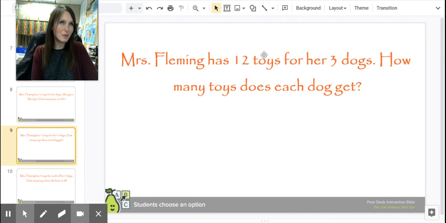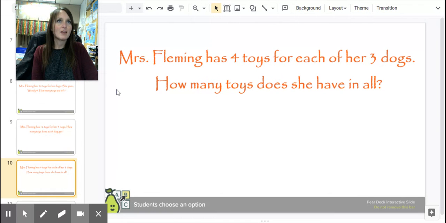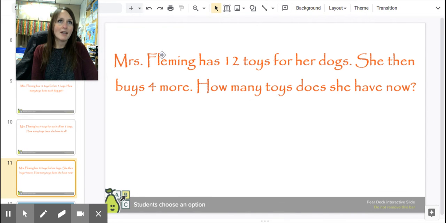What about this one? Mrs. Fleming has 12 toys for her 3 dogs. How many toys does each dog get? What does that mean? What are the clue words here? Mrs. Fleming has 4 toys for each of her 3 dogs. How many toys does she have in all? What's that clue word? And then here, Mrs. Fleming has 12 toys for her dogs. She then buys 4 more. How many toys does she have now?